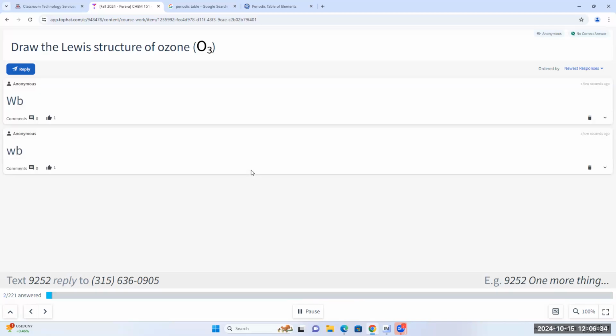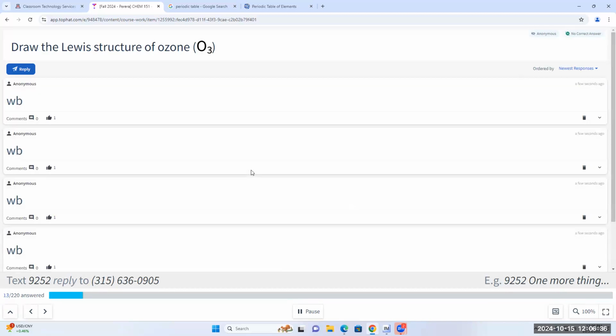Let's draw the Lewis structure of ozone. By the way, ozone is not a cyclic structure, meaning the atoms are not connected to each other to make a cycle. So it's not that. Can we draw the Lewis structure of ozone? With the steps, you're going to get this right very easily. But if you try to do something else, your brain can take you to different places where you don't want to be. It happens.